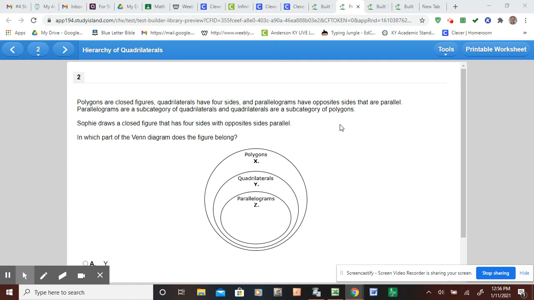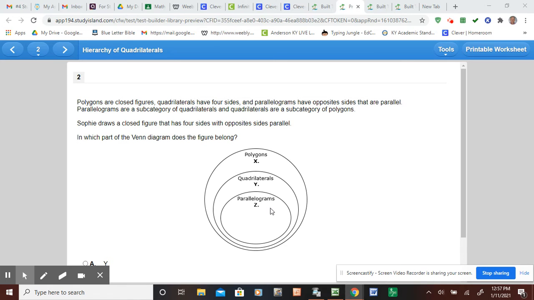Now, look at our Venn diagram. Inside the big circle are polygons. Everything that's in the circle is a polygon. Now, ask yourself, is the quadrilateral circle inside the polygon circle? Yes, it is. So all quadrilaterals are polygons because they're in the polygon circle. They're a subcategory, part of the category of polygons.